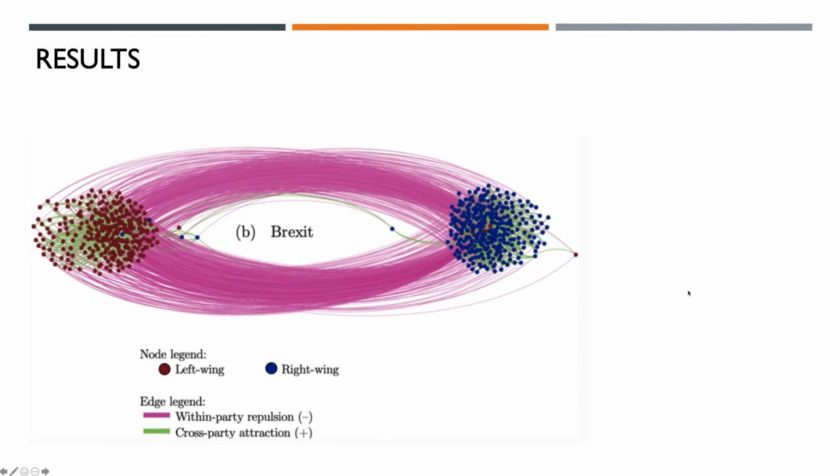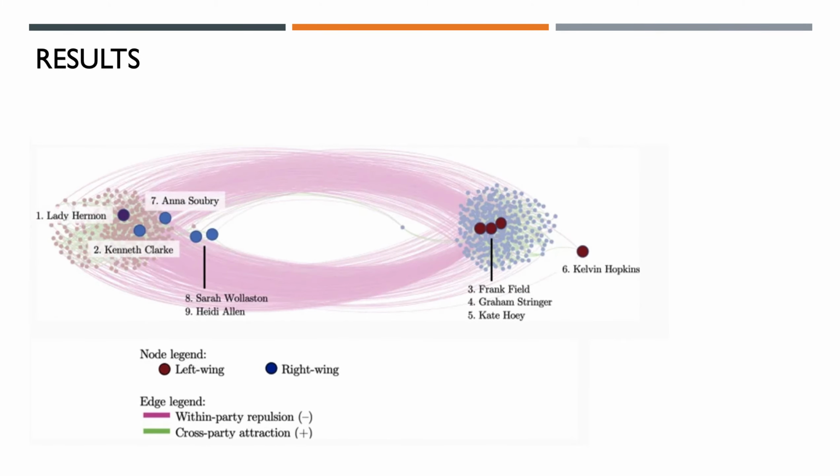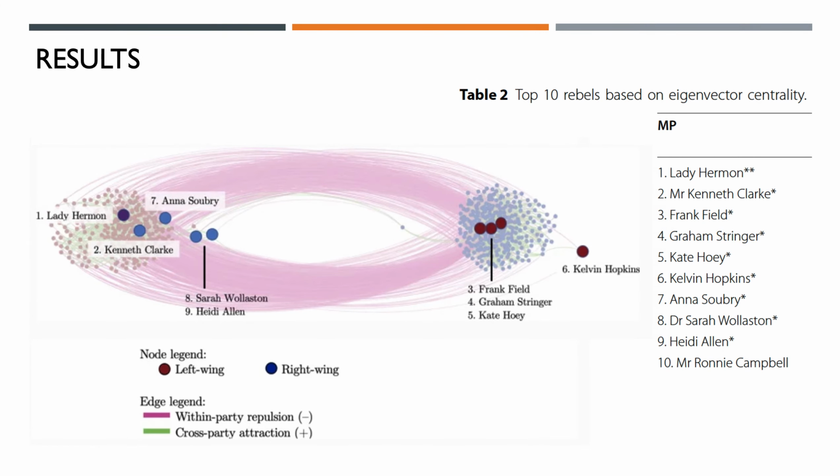And using network analysis, we're able to identify who these rebels are, and we can confirm that using our rebellion score metric. And as you can see here, the top 9 rebels using the rebellion score metric were also identified by the visual inspection.